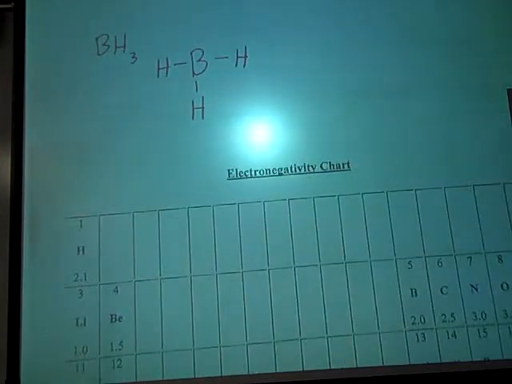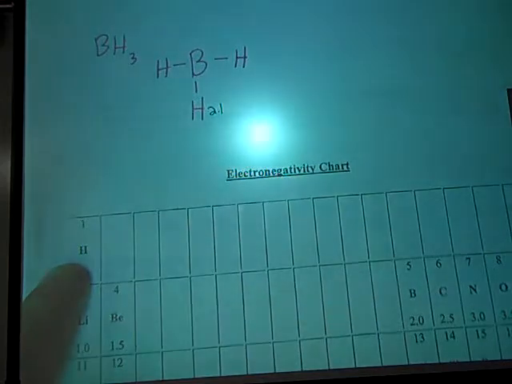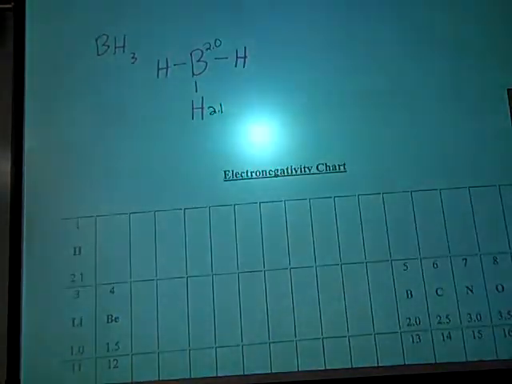We can figure that out numerically as well. My chart tells me that hydrogen has an electronegativity of 2.1. Boron's is 2.0.